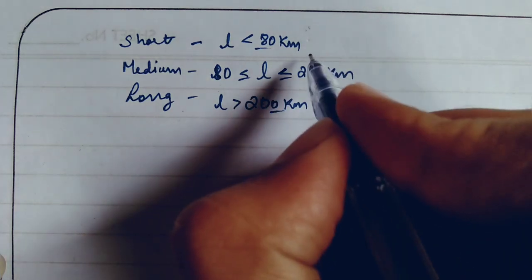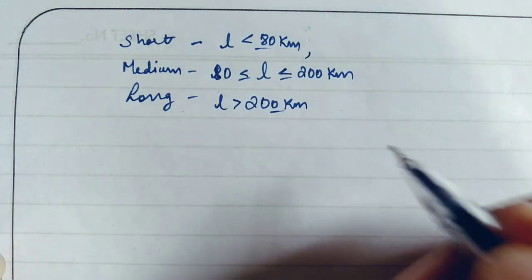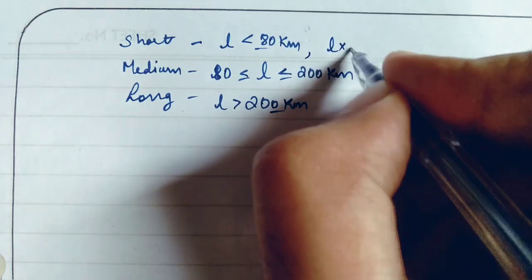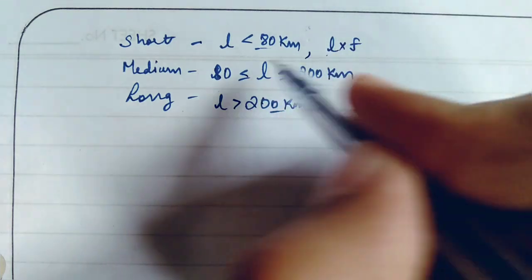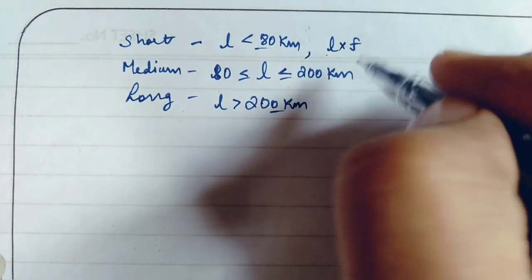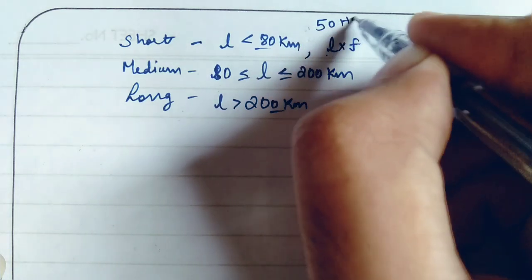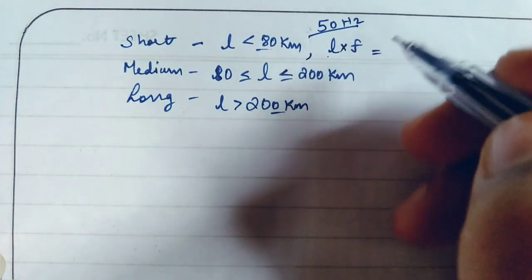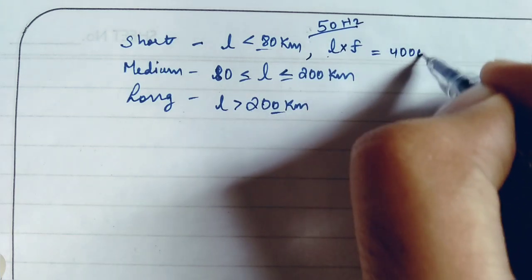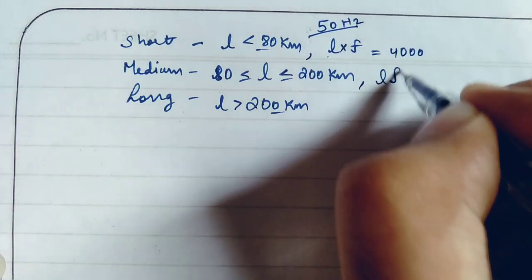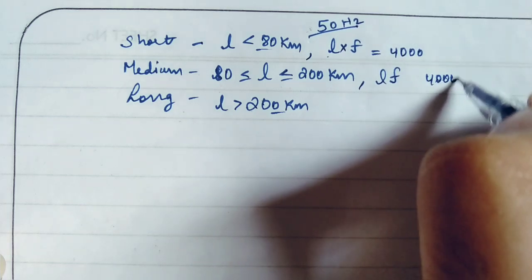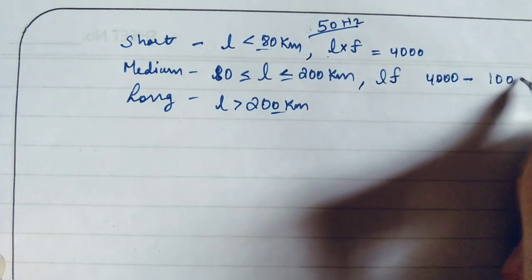And also, not only this distance, it is also calculated as L into F, that is length into frequency. So here the length is 80 kilometers and the frequency is 50 hertz. So the L and F value will be 80 into 50, which is 4000. Here LF will be in the range of 4000 to 10,000.